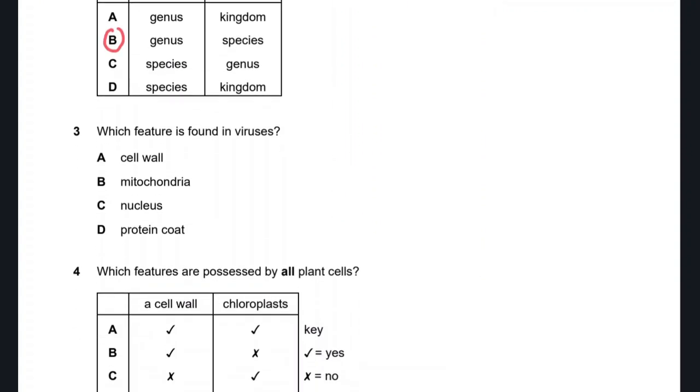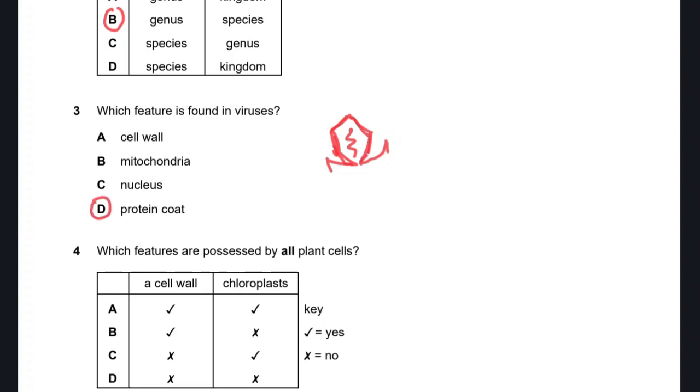Which feature is found in all viruses? If we look at the structure of any virus, it is made of two main features, that is the protein coat and the DNA. So the two structural features of all viruses are the protein coat and the DNA.